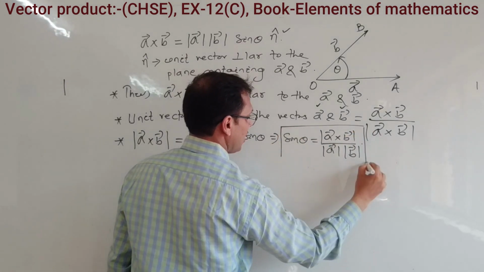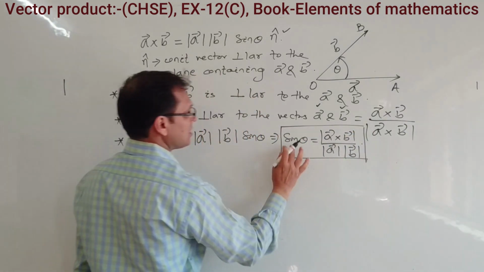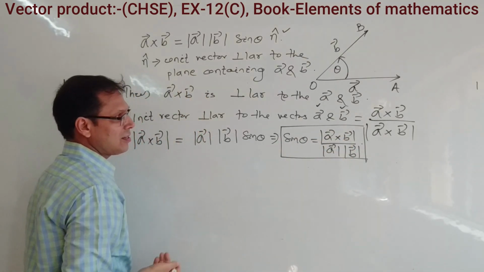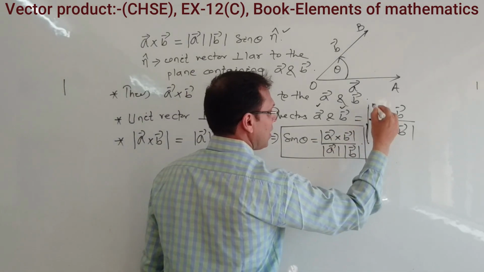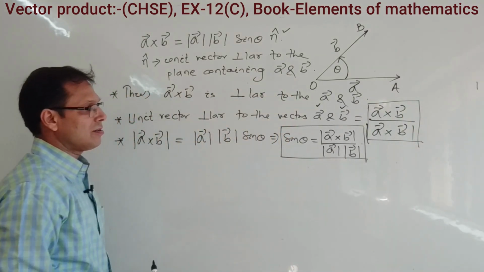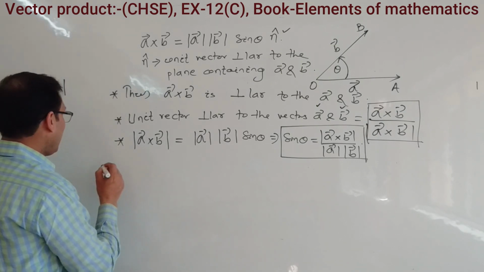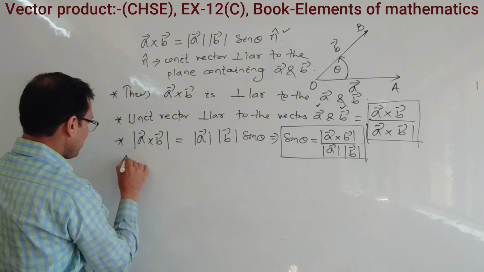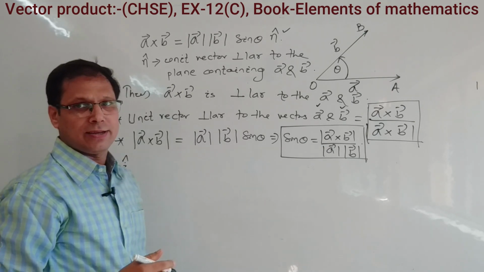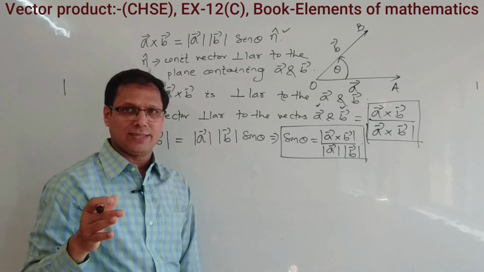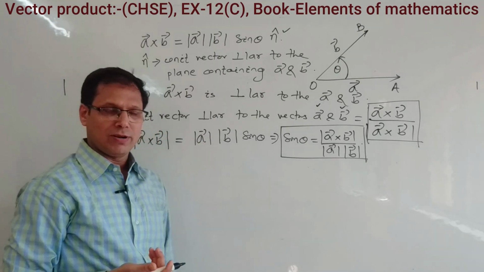This is the formula to find the sine of the angle between the two vectors A vector and B vector, if two vectors are given. And this is the formula to find the unit vector which is perpendicular to both the vectors A vector and B vector. Now we will find the cross product, the vector product, between the unit vectors i cap, j cap and k cap. i cap, j cap, k cap are the unit vectors along the coordinate axes. That's why they are mutually perpendicular to each other.